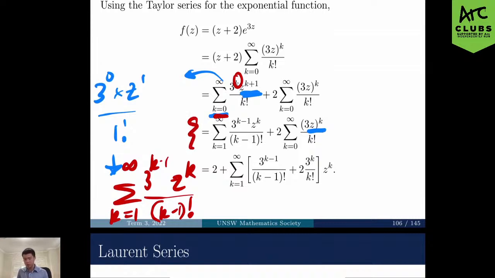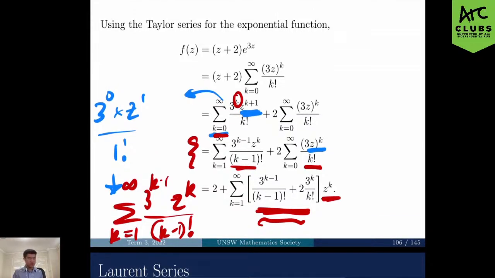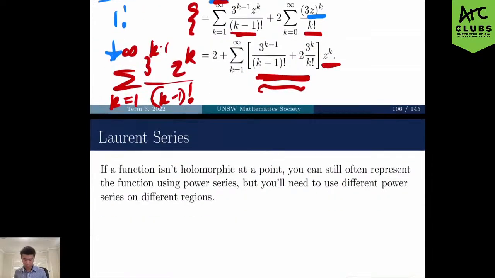Then the final thing that we do is we just combine these two things. We combine the two terms from the different sums by taking out the z to the k. And then that's our final formula for the Taylor series of the exponential function.